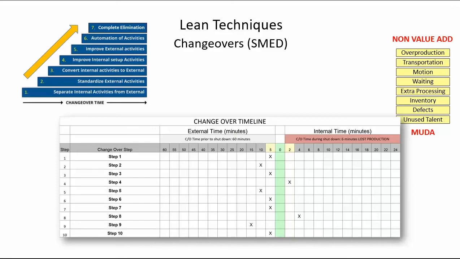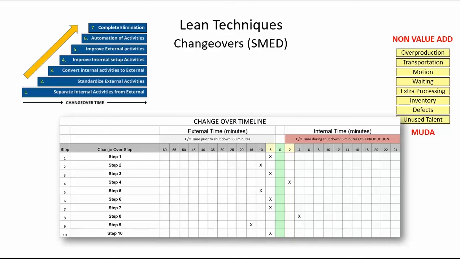The second step is to standardize the external activities. This is so the activities performed prior to shutdown occur consistently and predictably every time. Step 3 is to explore opportunities for converting some of the remaining internal activities to external activities to reduce downtime. If so, we'll want to standardize those activities as well.